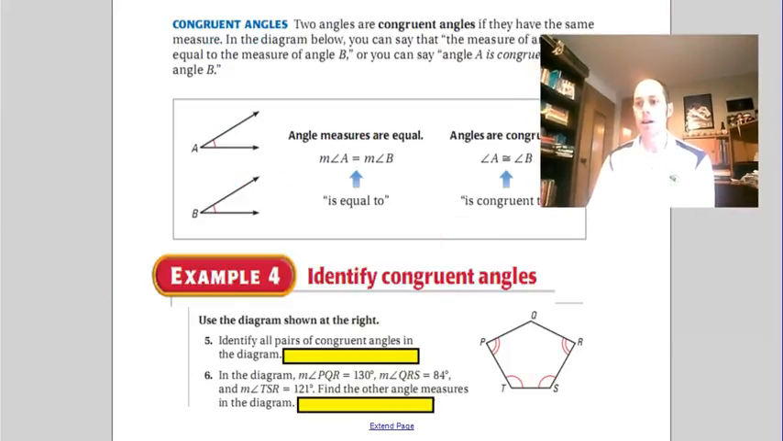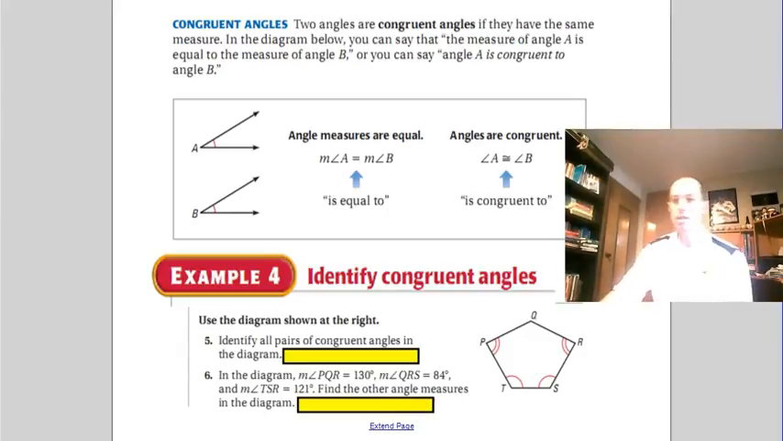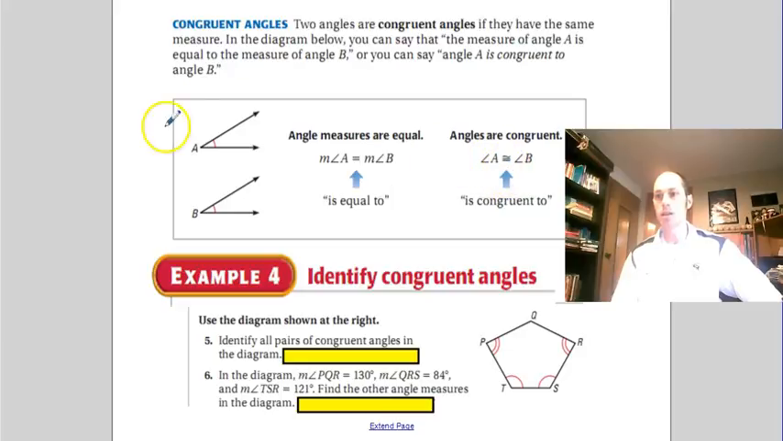Now, let's just talk about, as we did with segments, congruence, and when we use congruent and equal. Two angles are congruent if they have the same measure. So if we're talking about their shape, their angle, we say they're congruent, using the congruent symbol. If we're talking about the measures of the angles, we say they're equal, because the measures are the numbers we're referring to. So measure of angle A equals measure of angle B. But the angle itself is congruent.